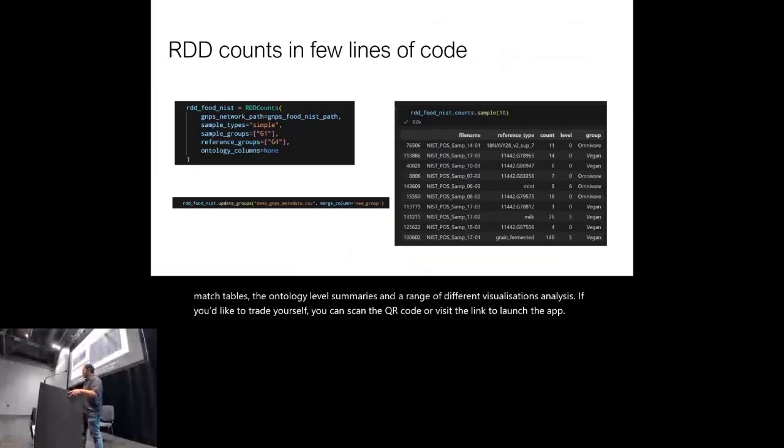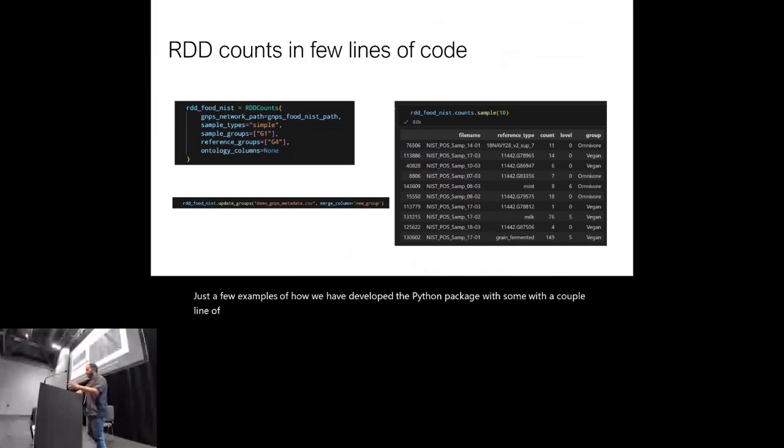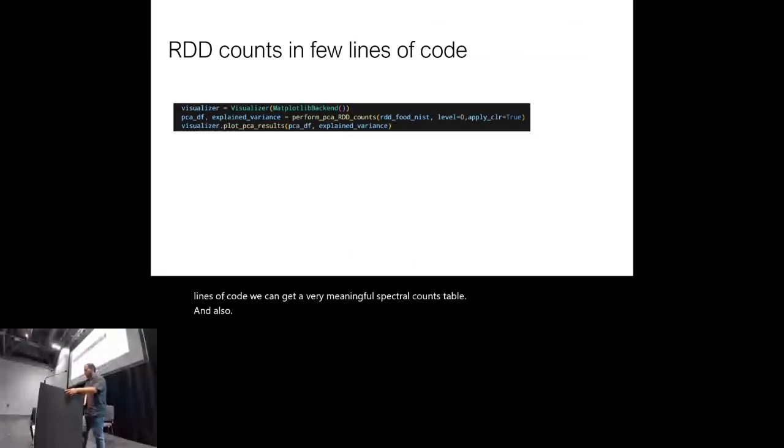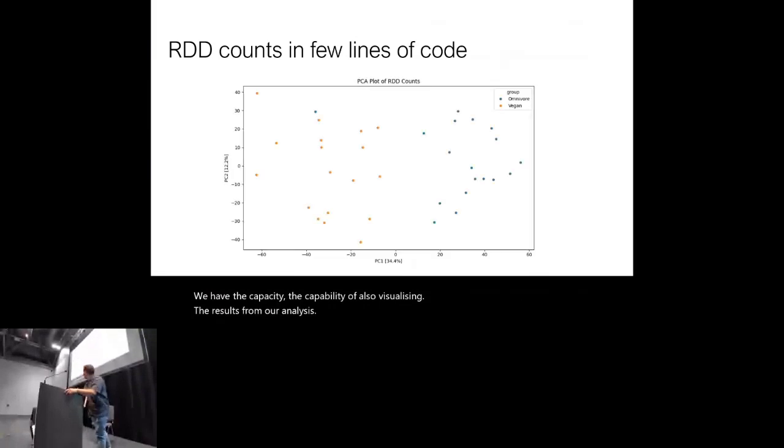Just a few examples of how we have developed the Python package. With a couple lines of code, we can get a very meaningful spectral counts table. And also, we have the capacity of visualizing the results from our analysis. And with this, I'm showing that it's very easy, for example, to replicate the results that I showed before for the dietary pattern.